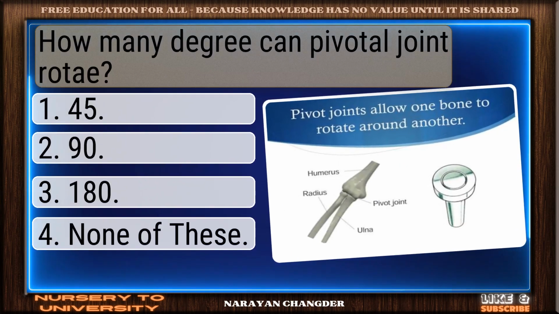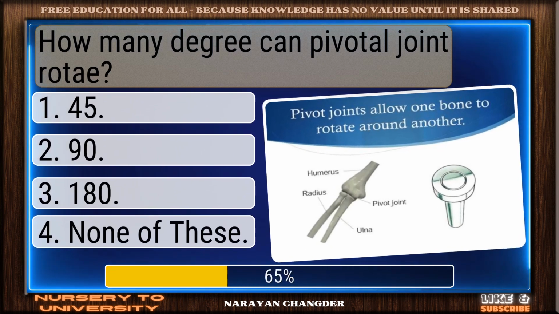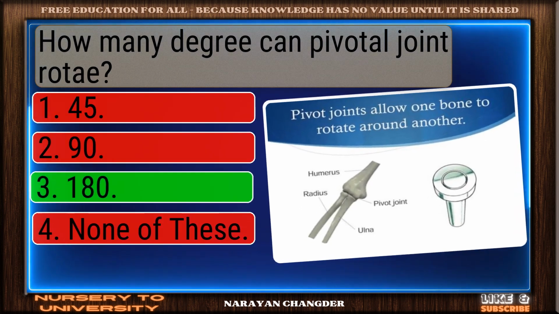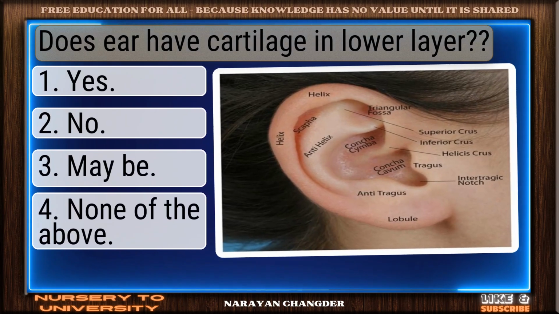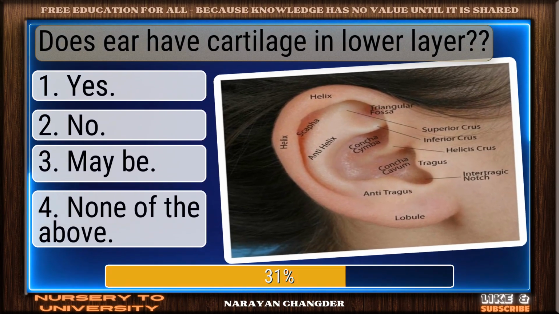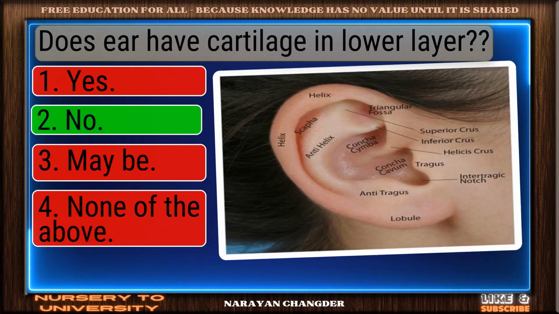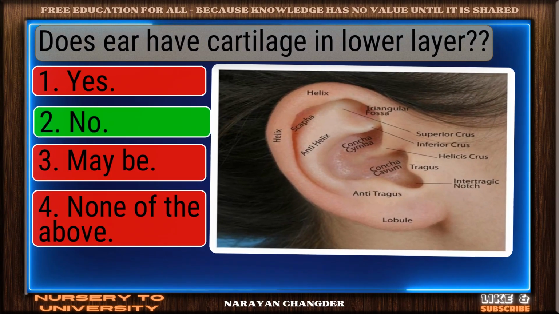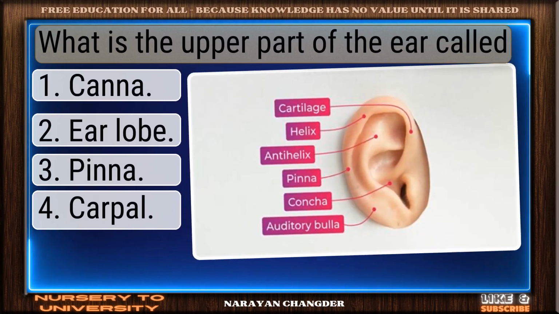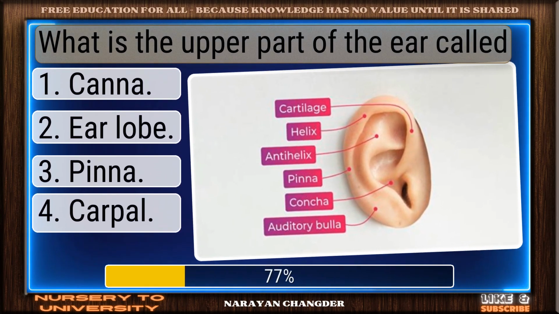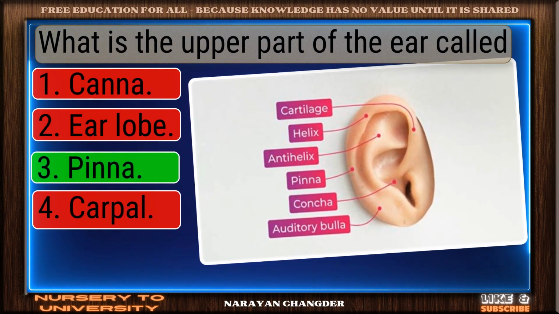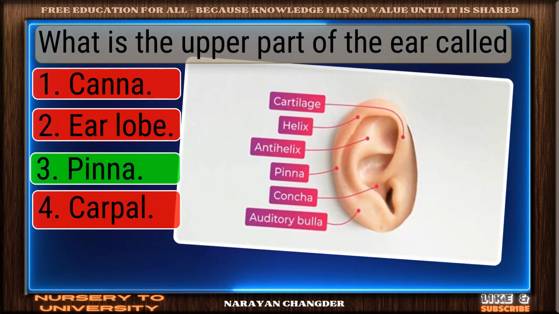How many degrees can pivotal joint rotate? Bravo, 180 is the answer. Does ear have cartilage in lower layer? Well done. No is the right choice. What is the upper part of the ear called? Well picked. Pinna is the correct answer.